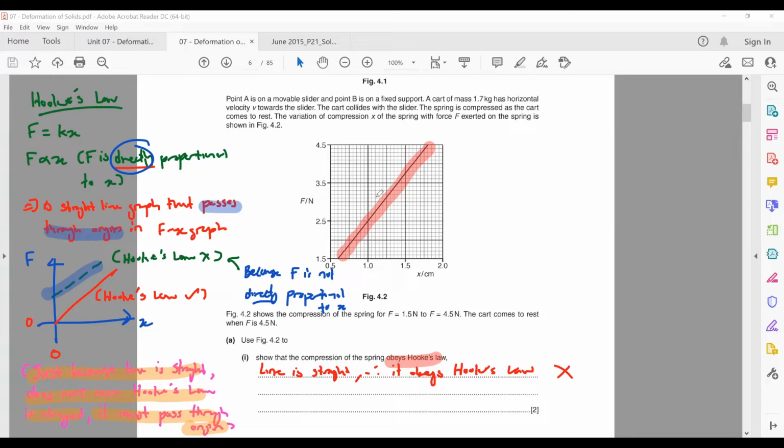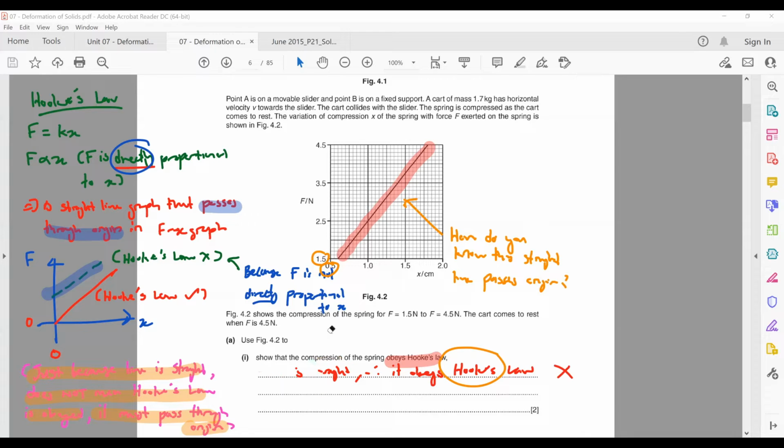Okay, so now when you look at this graph here, notice that the axis is not showing 0. How do you know this straight line passes origin? Just by looking at the graph like this, you know it's a straight line, but how do you know that it passes through origin? You don't know, right? So right now, when they ask you to show that the compression of the spring obeys Hooke's law, in the first place, if you say that the line is straight, it obeys Hooke's law, this one is really wrong in the first place.